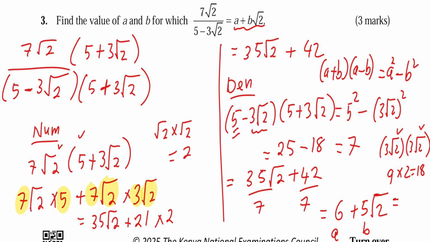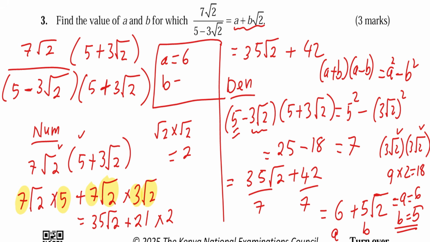So our a is equal to 6, our b is equal to 5. So in case you haven't seen, let me write it here: our a is 6 and our b is 5. Now let's go to the other question.